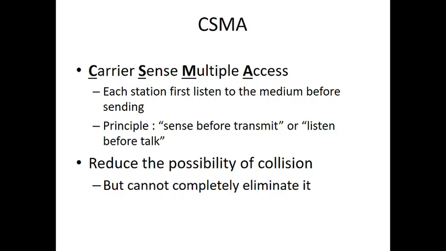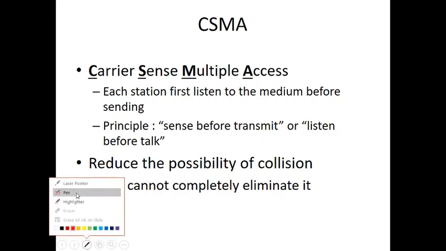It is just like whenever two persons are talking, the person has to listen first. If the other person is not talking, then he can talk. Then only there will be effective communication between the devices. If two persons talk simultaneously, then obviously there will not be effective communication. So that is why listen before talk. The same principle we use here, that is sense before transmit. That is the main principle in carrier sense multiple access.